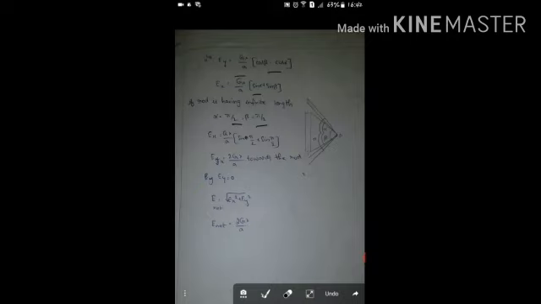Then E net is equal to square root of Ex square plus Ey square. Therefore the square root of Ex square gets cancelled, so E net is equal to Ex. Therefore we can write E net is equal to 2G lambda by a.